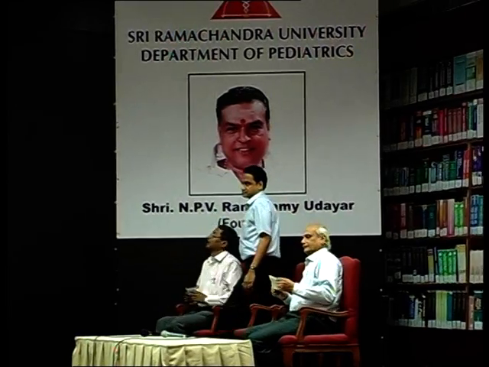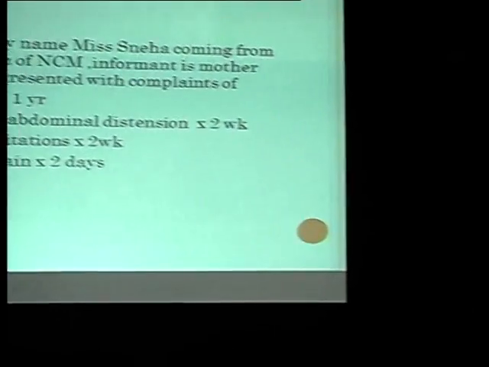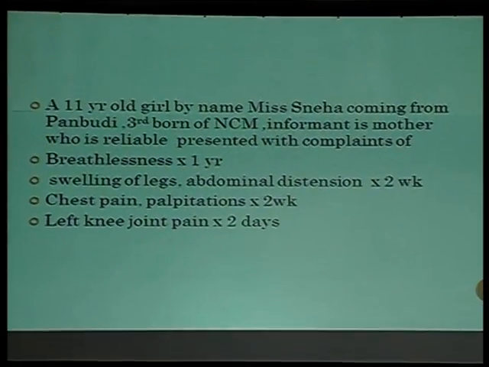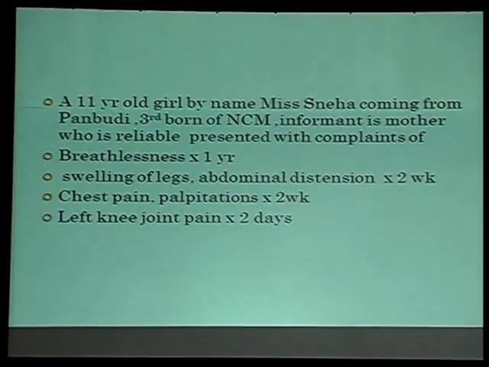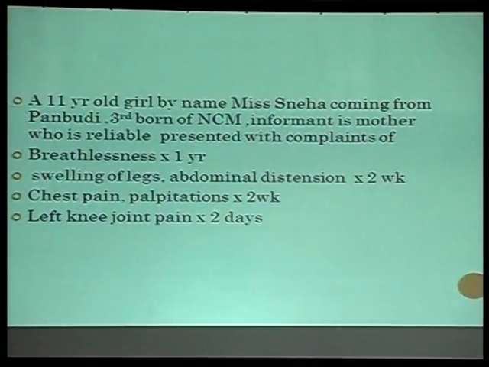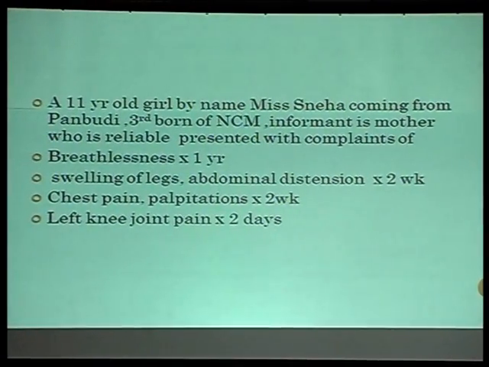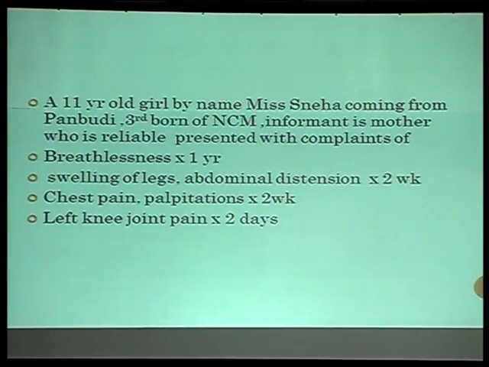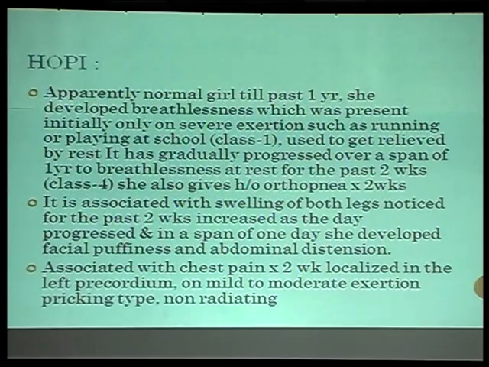Good morning, one and all. Here is a girl, 11-year-old, by name Miss Neha, coming from Panbudi, third born of non-consanguineous marriage. Informant's mother, who is reliable, has brought her with complaints of breathlessness for the past 1 year, swelling of legs, abdominal distension for past 2 weeks, associated with chest pain and palpitations, and left knee joint pain for past 2 days. History of presenting illness.